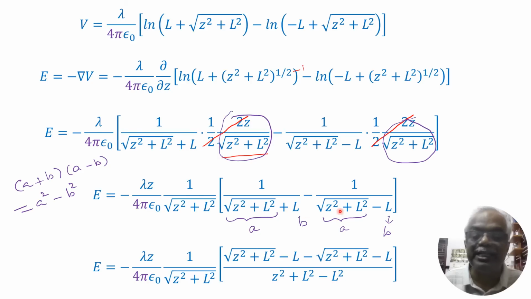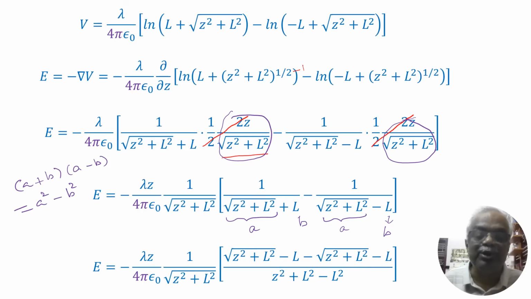Now you have taken both the terms as common. Now this term in the denominator will go to the numerator here. That is square root of z squared plus L squared minus L. Then here this term will go. That is minus square root of z squared plus L squared. So here you have plus L. Already there is one minus. This will become minus L.